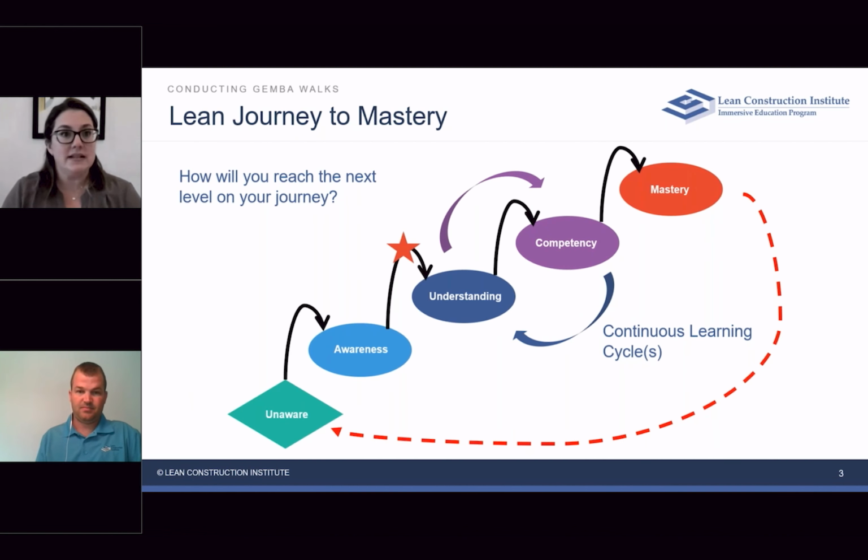As always, this is one step in our lean journey, and lean is a journey. I can't even tell you how many times I feel like I've gotten to that competency and mastery level just to drop right back down to the unaware. There seems to be new information, or I learn something new from a team or from somebody else, and I go right back through the chain again. So today we're looking at taking you from a spot of awareness of what Gemba Walks are to further understanding of the how and the why.